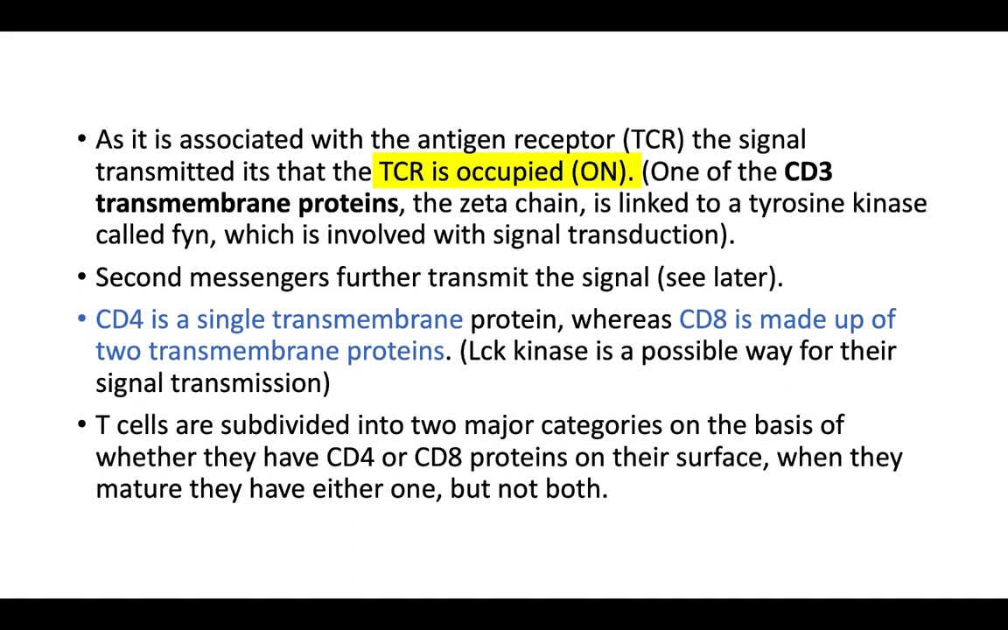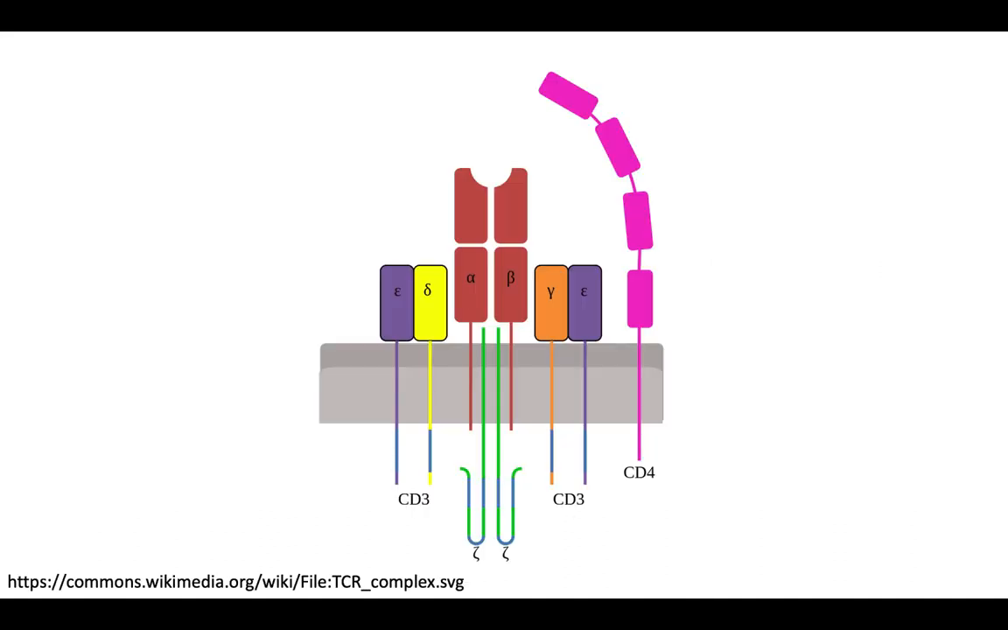So CD4 is a single transmembrane protein, مش زي CD3. CD8 is made up of 2 transmembrane proteins, and that is a possible way for them to transmit signals as well. T cells are subdivided بعدين into 2 main categories on the basis whether they have CD4 or CD8 on the surface when they mature, but they never have both. فهي T cell receptor. So you have an alpha and beta chain, وهي الصحن. إذا تملى الصحن, the CD3 بيكون مرتبطين. You have CD3 on both ends that send the signal through their enzymes and tyrosine kinases down to the nucleus. وإذا كان عندك, if you are CD4 positive, you will also have the CD4 protein which helps the differentiation, you know, يرتبط مع ال MHC2.